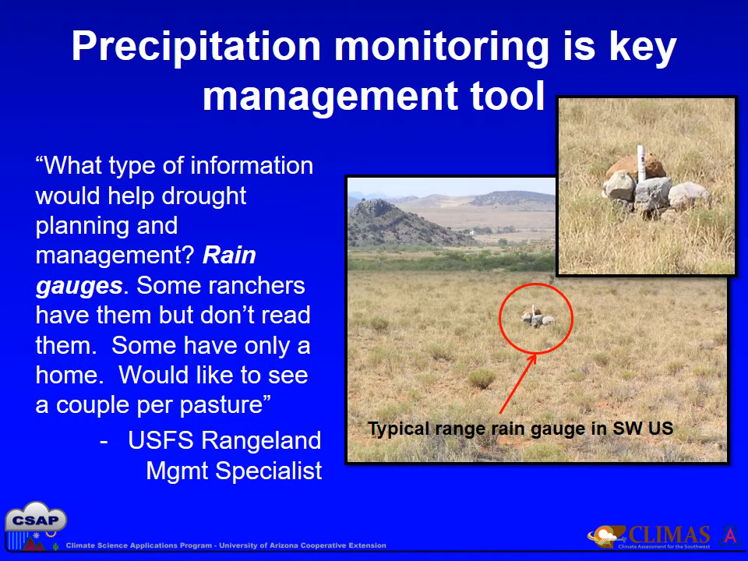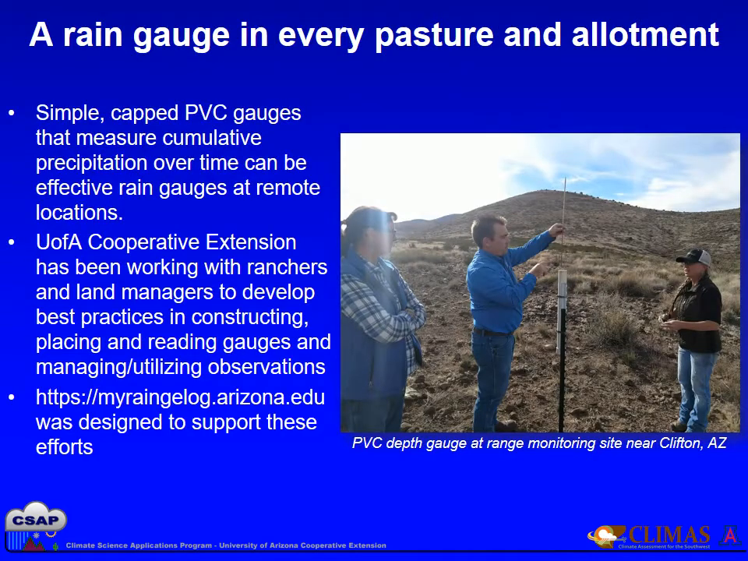Precipitation monitoring is a key rangeland management tool. In a collaborative drought planning project we did with ranchers and land managers back in 2015, we heard that more rain gauges in key areas would help with monitoring for drought impacts and triggering management decisions. Simple, capped PVC gauges that measure cumulative precipitation over time can be effective rain gauges at remote locations.